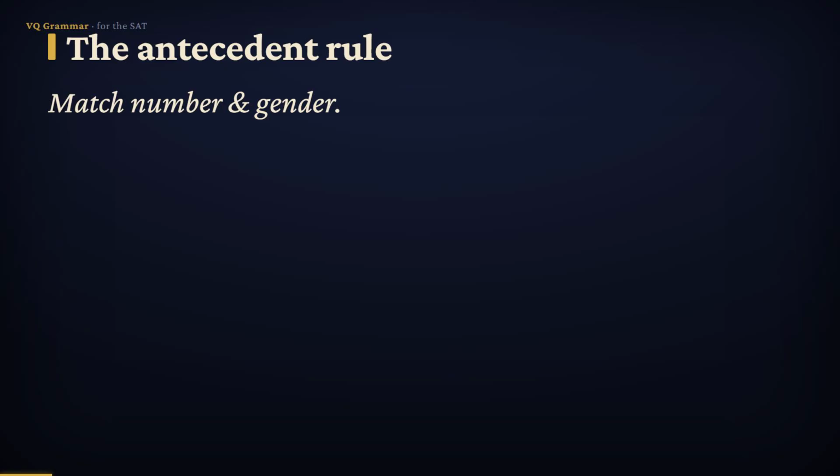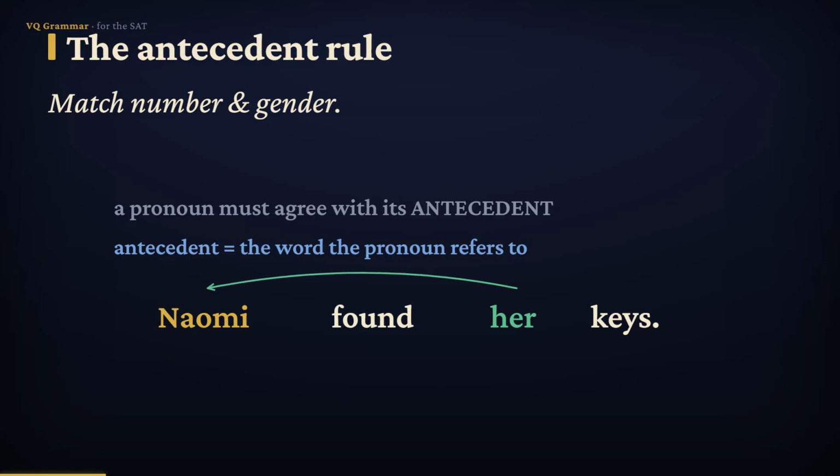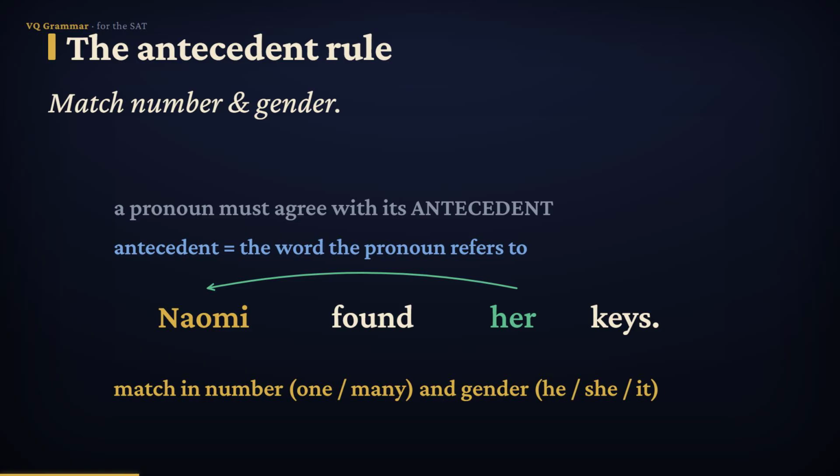Now, pronoun antecedent agreement. The antecedent is the word a pronoun refers to or replaces. The rule: a pronoun must match its antecedent in two ways, number and gender. Naomi found her keys. Her refers back to Naomi, the antecedent. Naomi is singular and feminine, so the pronoun is singular and feminine too, her. Match the antecedent in number, singular or plural, and in gender.